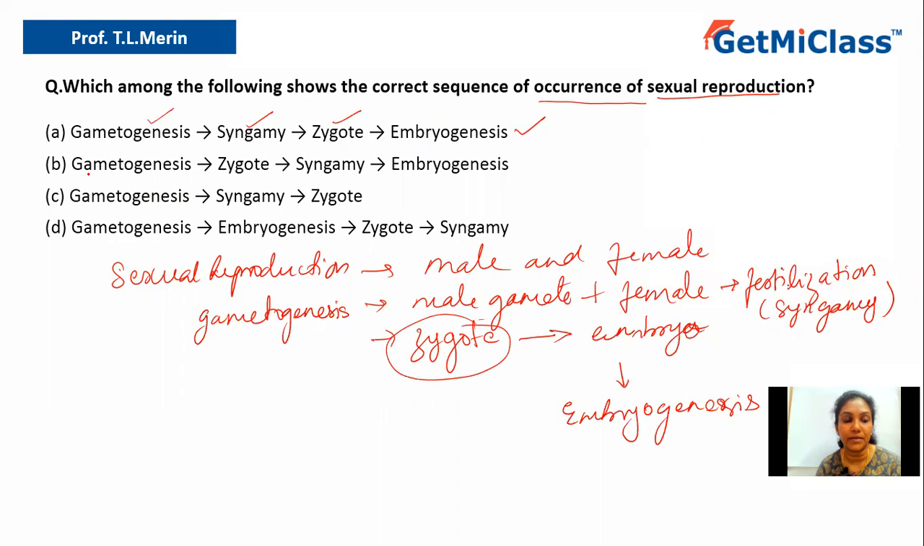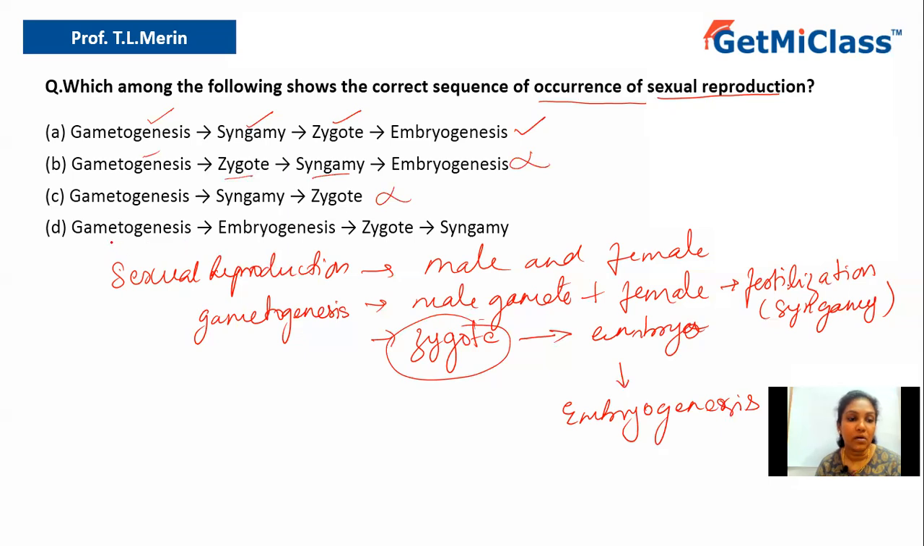But let us look at option B. Option B says gametogenesis, which is correct. Then after gametogenesis, they are showing zygote, and then fusion of gamete, that is syngamy, which is wrong, because after fusion only zygote will be formed. Hence we can rule it out. Option C says gametogenesis, syngamy and zygote. They have given only till zygote, there is no further embryogenesis. So of course this is correct, but since we have to look for the best option, and they have not given embryogenesis, we will rule it out.